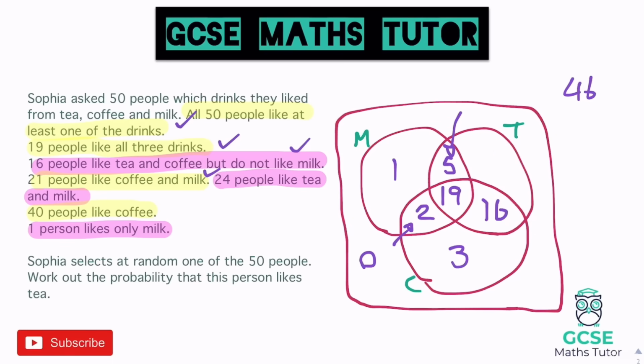So just in the T one there, that's an additional 4 people to make sure that we have 50. So we just did 50, take away 46, which left us with those remaining 4 people. So we filled in our Venn diagram.